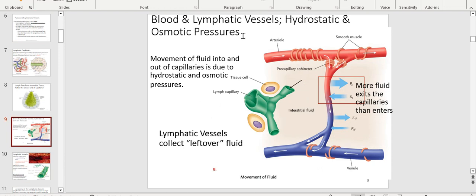Blood and lymphatic vessels, hydrostatic and osmotic pressure. Here we have an artery, blood flowing this way, and then it delivers its oxygen, as you can see here, and then it's on its way back to the heart. Movement of fluid into and out of capillaries is due to hydrostatic and osmotic pressure. The lymphatic vessel collects the leftover fluid, and you'll see more fluid exits the capillaries than enters. This is what we're talking about when we're talking about the cardiovascular system. Okay, good.